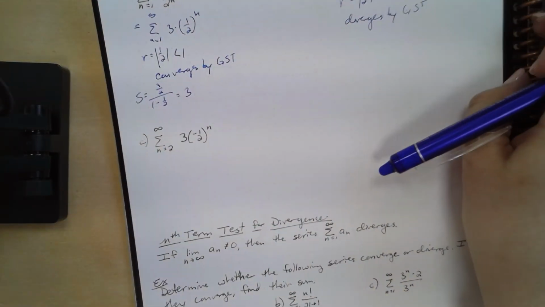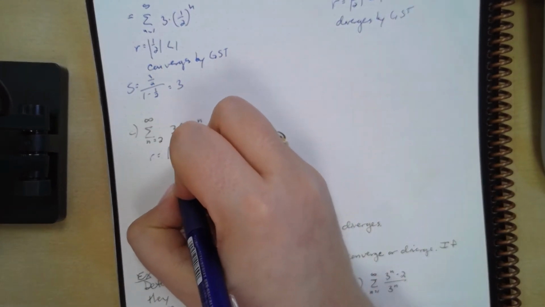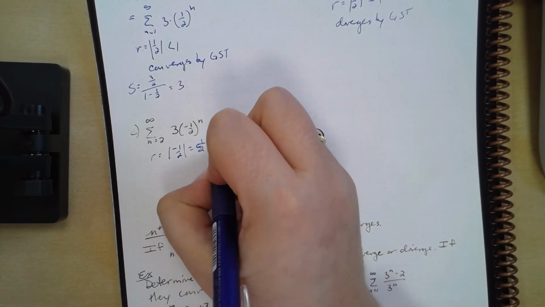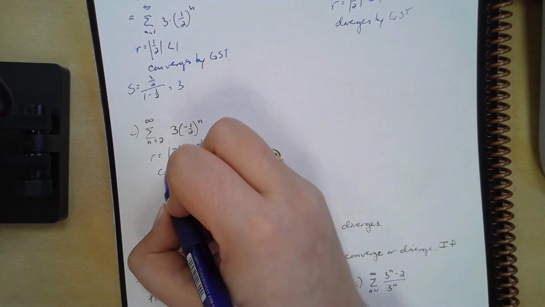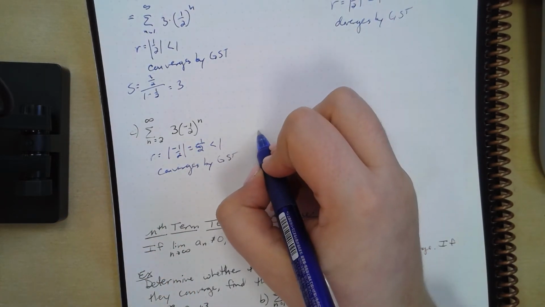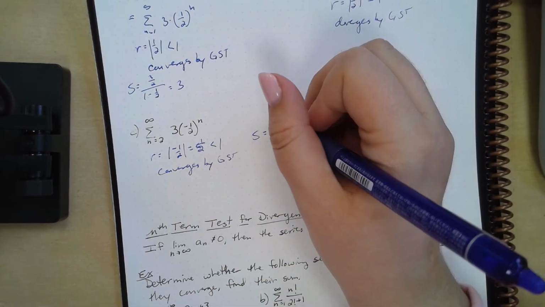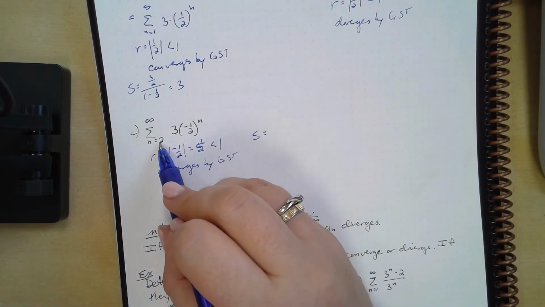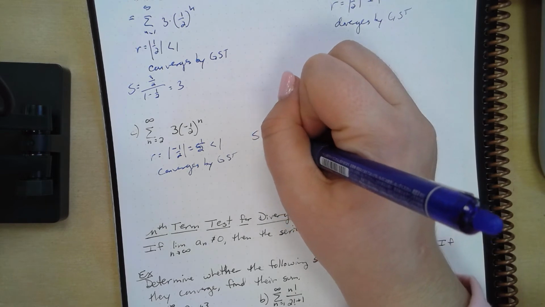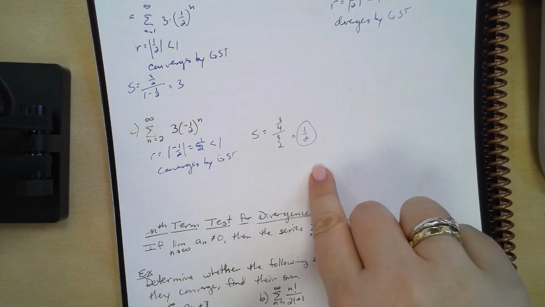What about here? Here, our r is going to be equal to negative 1/2. The absolute value of that is equal to 1/2, which is less than 1, so this converges by the geometric series test. And we can actually find this too. So S is going to be equal to, here we actually start at 2, so 3/4 over 1 minus 1/2 is 3/2. That ends up equal to 1/2. So this converges to 1/2.